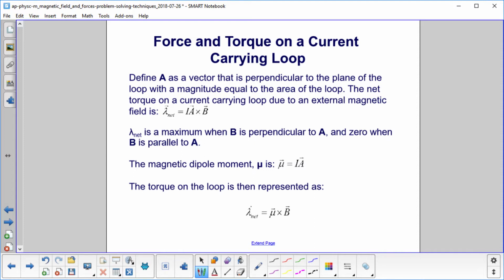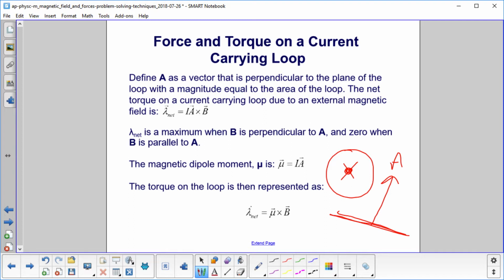So let's talk about the force and torque on current-carrying loops. We will define A as a vector that is perpendicular to the plane of the loop. So if I have a loop of wire like this, the A vector will be perpendicular. It'll either be like that or it'll be into the page. And from the side, there's A, and this will be my loop of wire.